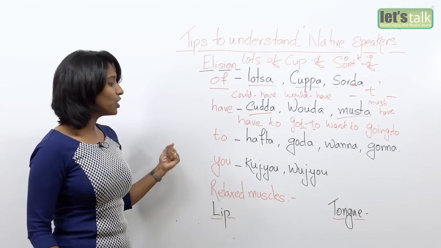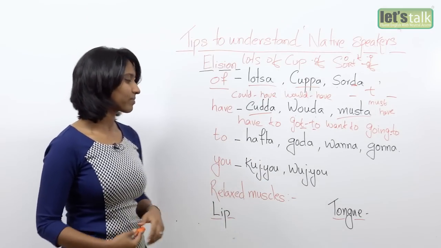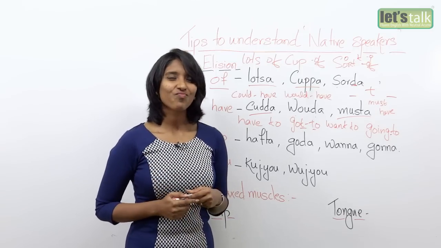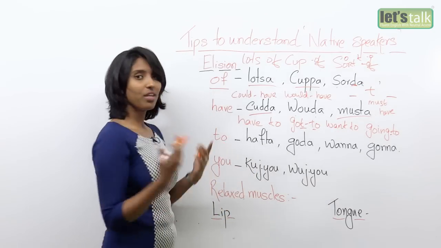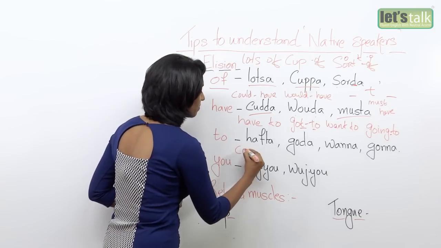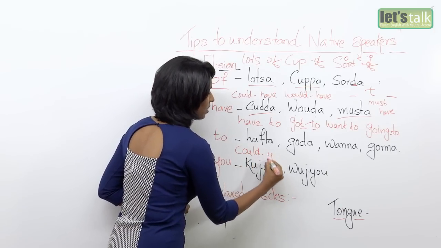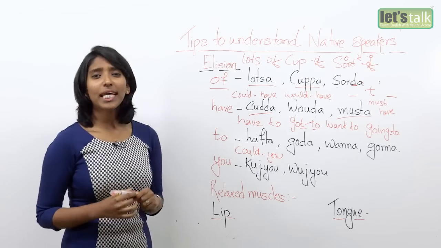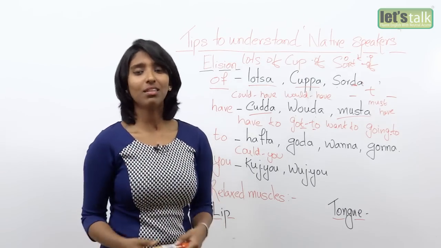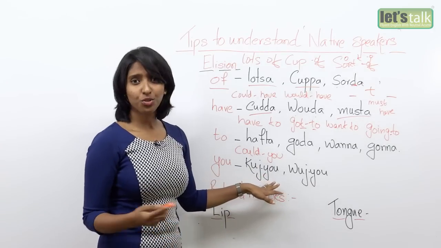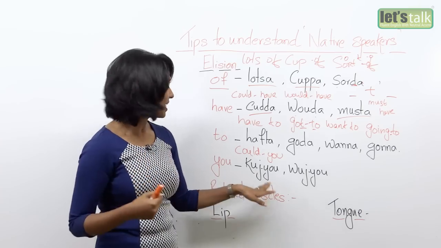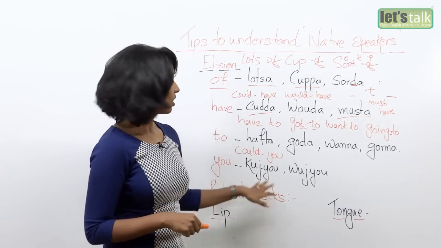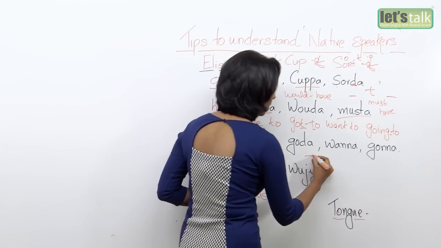Okay? Moving on, the last one is "you." Not really. It actually means if you're mixing "you" with another word, like "could you." They don't say "could you do this for me?" No, they say "could you do this for me?" Could you? The D actually gets squashed as J. Could you? Could you?